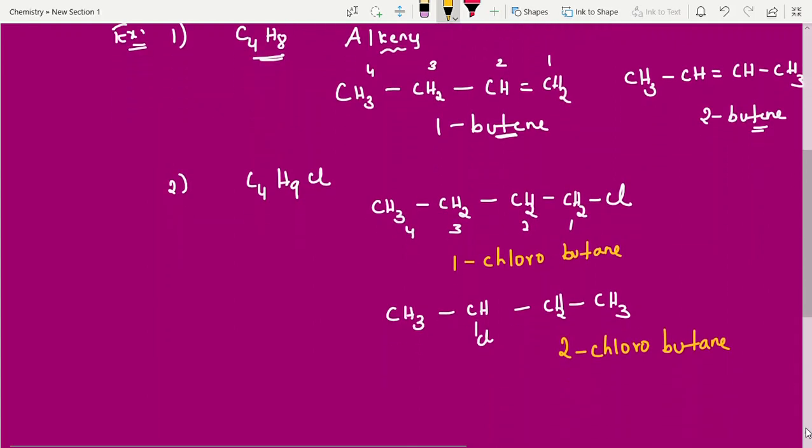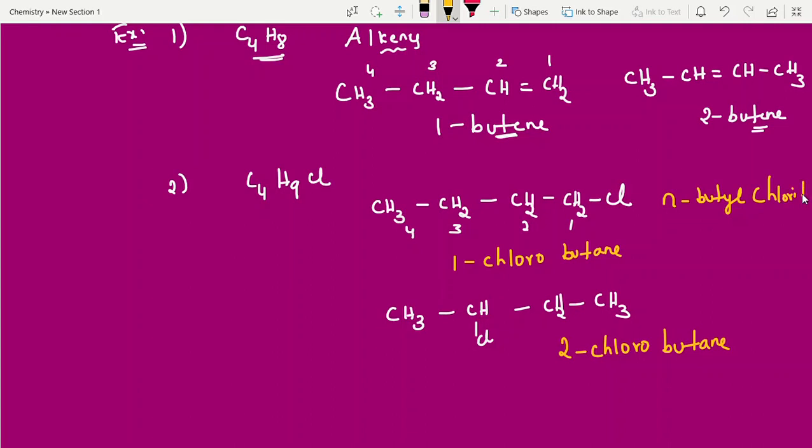It's a very easy topic. Sometimes they will give common names also. This is one of the frequently asked questions. Secondary butyl chloride and N-butyl chloride. See, this is N-butyl chloride. And this is what we call secondary butyl chloride. With the common names also they will ask.